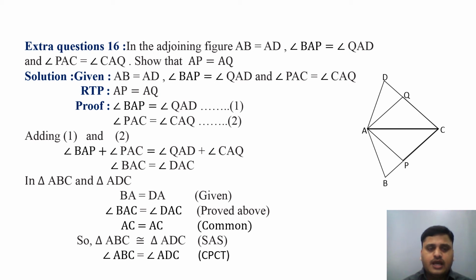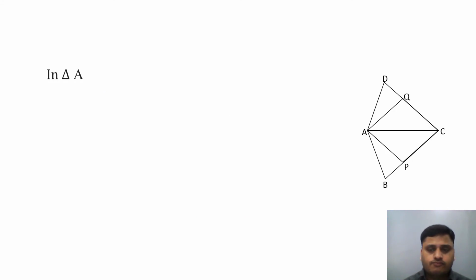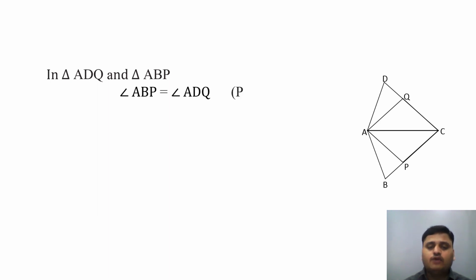Any doubt? After that, what else can we say? What else can we say? By CPCT, AP is equal to... so again, because this was not yet ending, we will proceed with this one. Now we will take triangle ADQ and triangle ABP. These two triangles we will prove congruent.